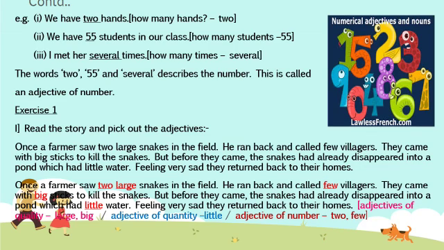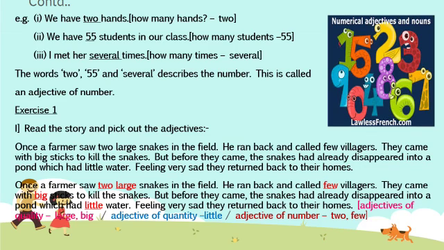Then the next one will be large. What kind of snakes were there? They were large snakes in the field. So large shows the quality or describes the snakes. So it is a quality, therefore it's adjective of quality. Then he ran back and called a few villagers. So villagers, for how many villagers? So adjective of number. So the word few comes in number.